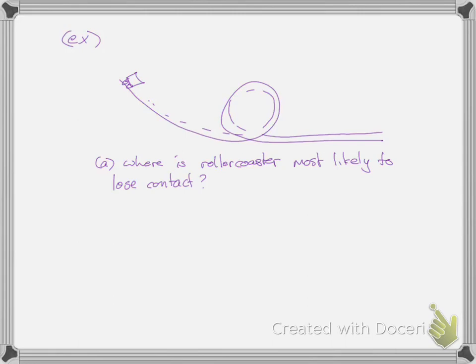So really, in order to answer this question, where's the roller coaster most likely to lose contact, we're asking the question, where is the normal force the minimum? This is the same question as the ball on the string, asking where is the tension in the string a minimum? The tension in the string was a maximum, remember, at the bottom and a minimum at the top. You could go back and look at that problem in your notes. So that means the roller coaster car at the bottom of the loop has the largest normal force and at the top of the loop has the smallest normal force.